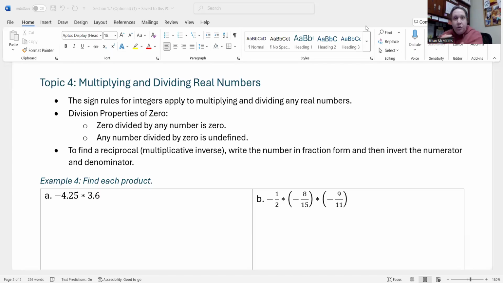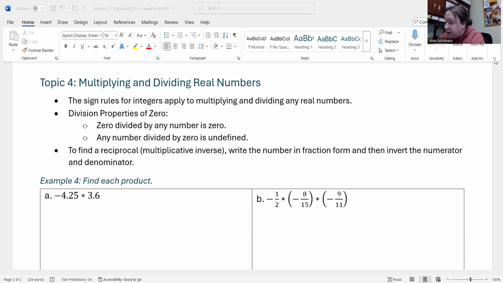Okay, for topic 4, we're going to talk about multiplying and dividing real numbers. Just as a quick reminder, we need to go over the rules for multiplying and dividing two integers. The sign rules for integers apply to multiplying and dividing any real numbers. Let me remind you of what those rules are.